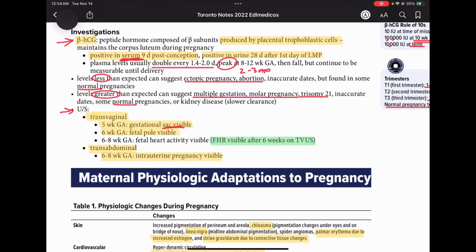Then we have transabdominal ultrasound, 6 to 8 weeks gestational age, intrauterine pregnancy visible. So around 6 to 8 weeks, intrauterine pregnancy gets visible in transabdominal ultrasound too.